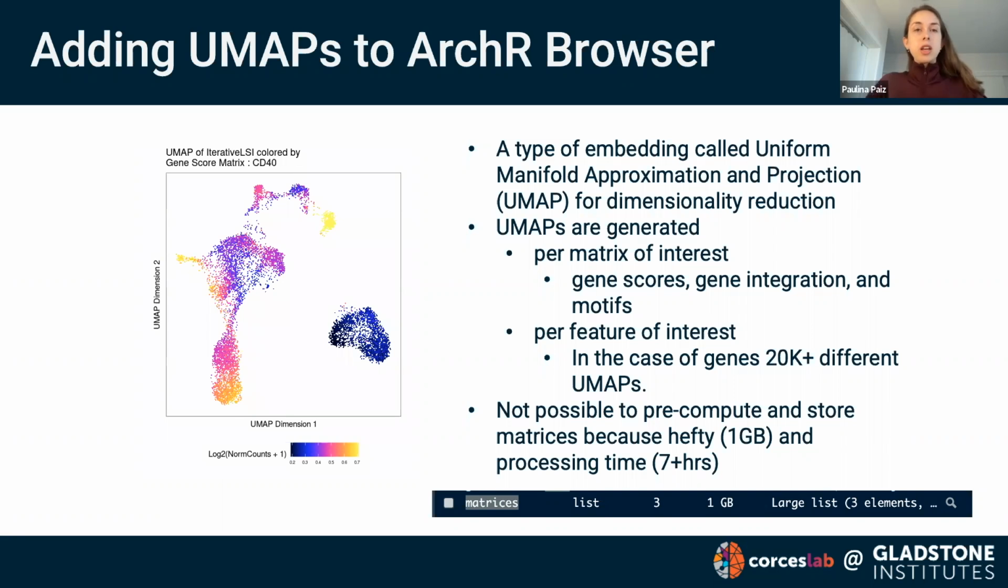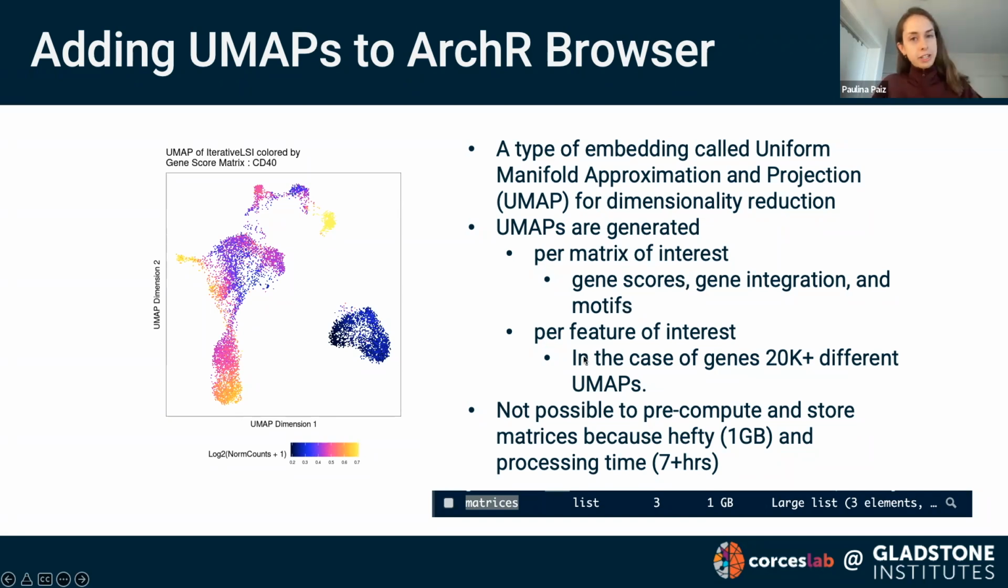So in the case of ArchR, UMAPs are generated per matrix of interest. The main ones for ArchR are three: one, gene scores, two, gene integration, and three, motifs. Per each of these matrices, you would have features of interest. So of course, for the first two, the features of interest would be genes. For the last one, it would be motifs.